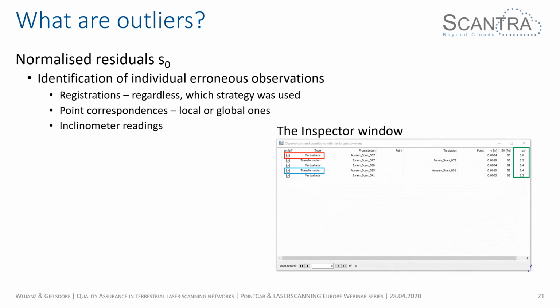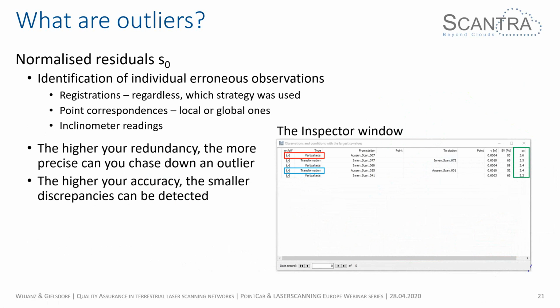That's again the residual. But if you look to the very left-hand side, you can see, of course, what I talked about earlier: you can use the very same approach, the very same metrics, to identify outliers that come from different observation types. Be it vertical axis, which is, for instance, an inclinometer reading, transformation that highlights registrations of all sorts, or there could be point correspondences, for instance, between local targets or global ones.